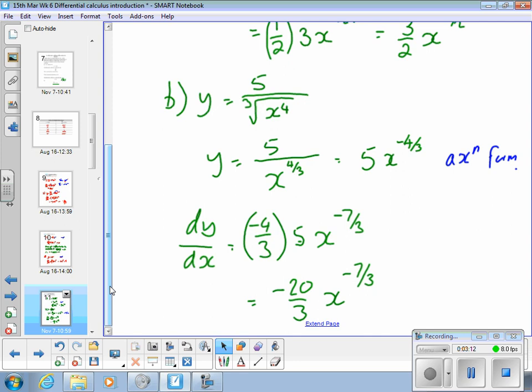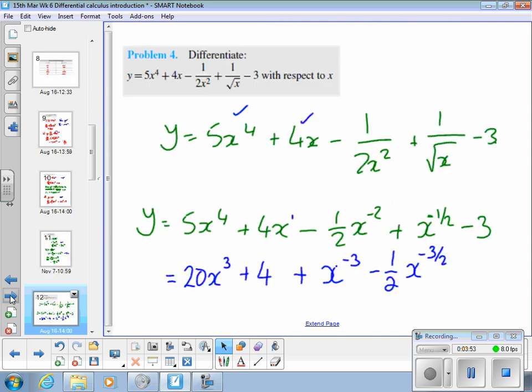If we've got something like the cube root of x to the power of 4, that's under the line. First turn it into index form. So the 3 becomes the denominator of the fraction, the 4 the numerator. Then bring the x to the power 4 over 3 up to the top line. You've then got it in ax to the n form. And then we apply the same rules to multiply by that index and take 1 off the index, multiplying out at the end to get an answer.